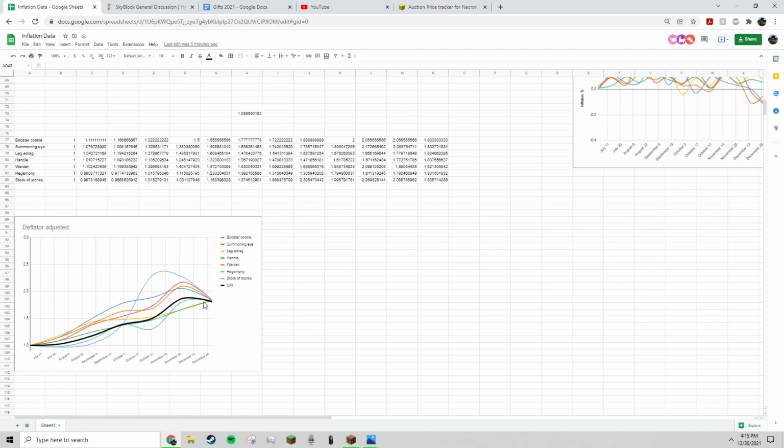This is another test that I did. It didn't really show me too much. This was basically all of them were scaled, so they ended at the same point, just to see which graphs were the closest to this average inflation value, which is the black line. And you can see some of them are pretty similar. They're just slightly higher starting values, which is like the Warden or the Ender Dragon.